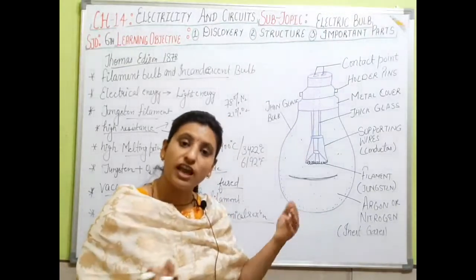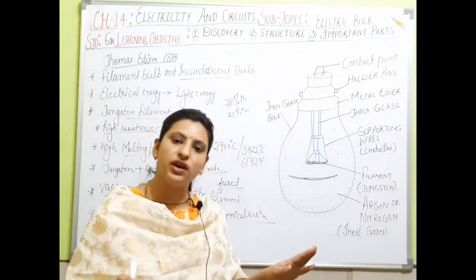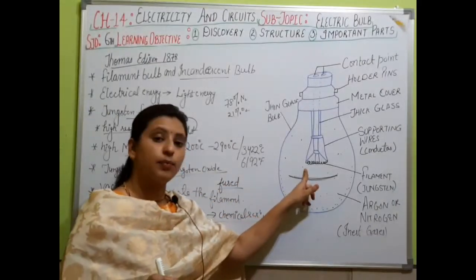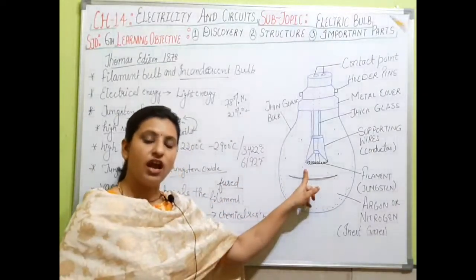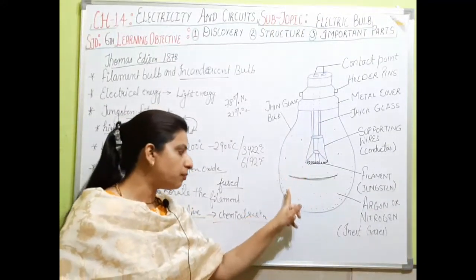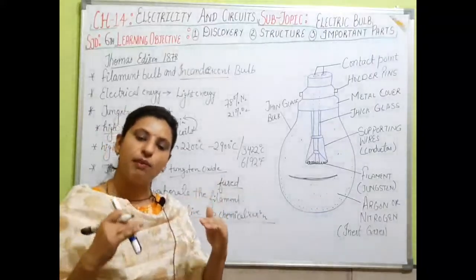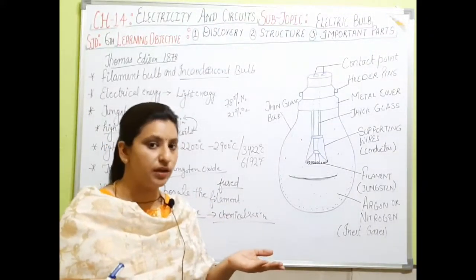Okay, then it will lead to the next condition, that if the air is not present here and vacuum is there, okay, means no air is there, then what will happen, at that time the filament starts evaporating at very high temperatures, and due to that evaporation there is accumulation of black fumes inside the inner part of the bulb, and the emission of the light will not be proper.